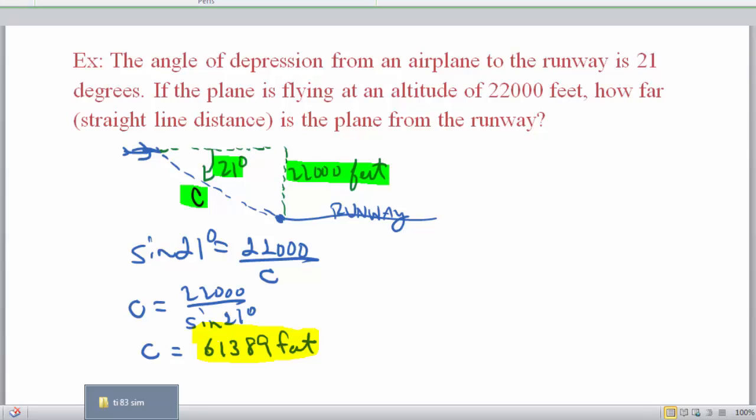And really, I mean, it's pretty simple once you set up the picture, but the key is setting up the picture accurately. And to set up the picture accurately, you got to remember that the angles of elevation and depression are always measured with the horizontal, not the vertical. Right? They're always measured with the horizontal. So remember that.